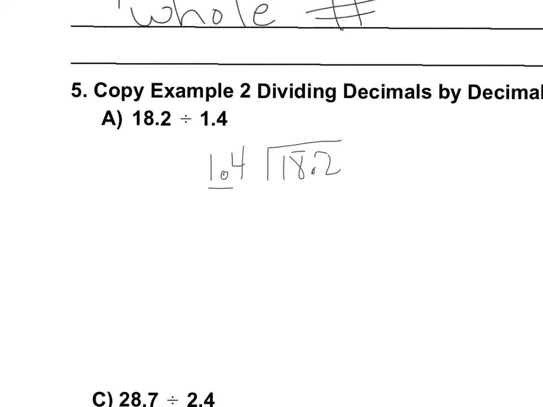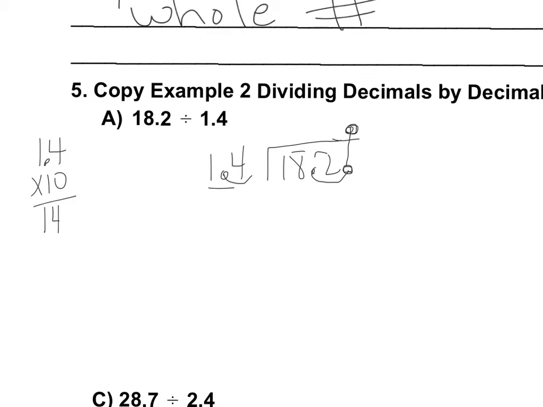Now 1.4 is not a whole number. We need to move the decimal over to here. And we do that by multiplying 1.4 by 10, and that equals 14. Okay, we do the same thing to our 18.2 and multiply by 10, and we can simply move our decimal over one spot, one place value, and then again our decimal goes straight up.